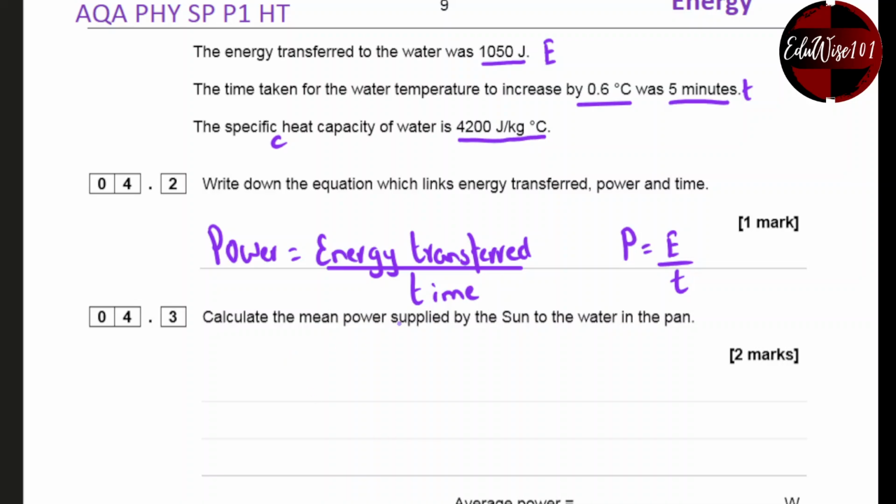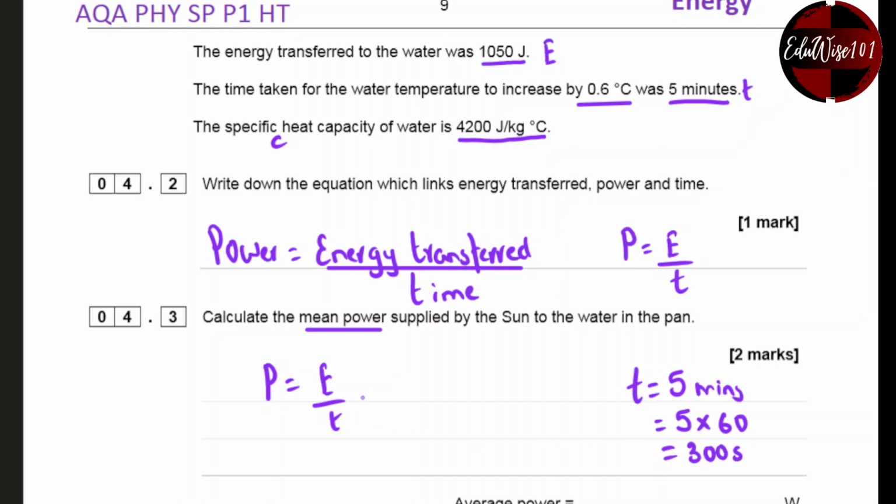Calculate the mean power supplied by the sun to the water in the pan. Now, how do you calculate the mean power? We use the equation that we've just written down. Power equals the energy divided by the time. Now, remember, the time is 5 minutes. This needs to be converted to seconds. Each minute has 60 seconds, so 5 times 60 is 300 seconds.